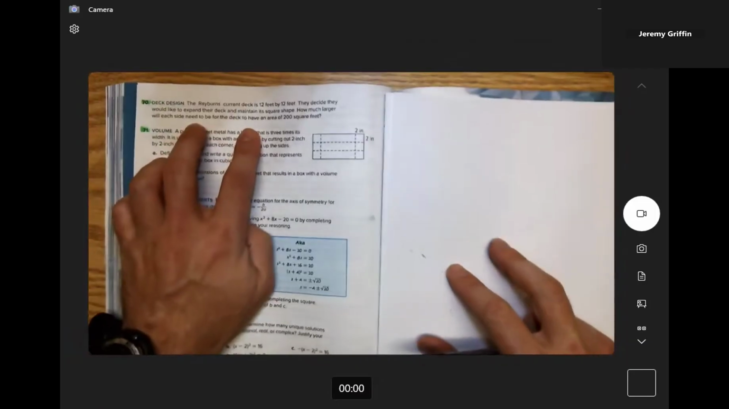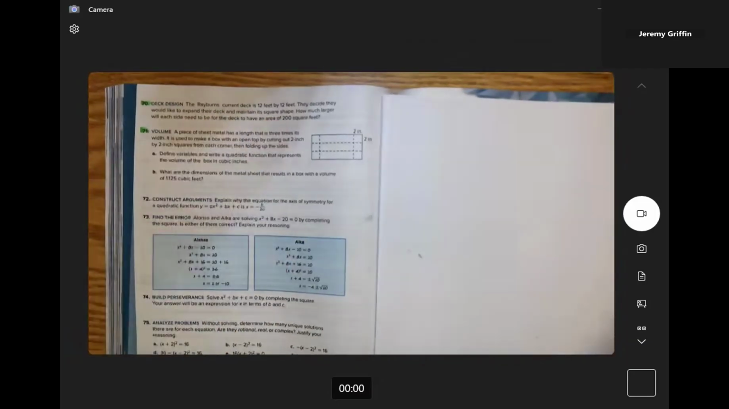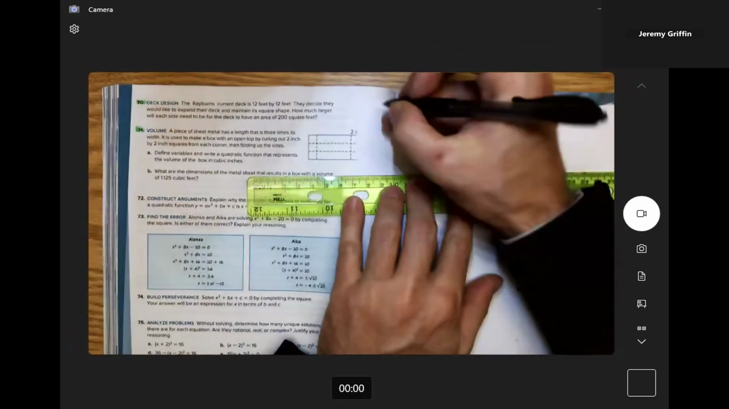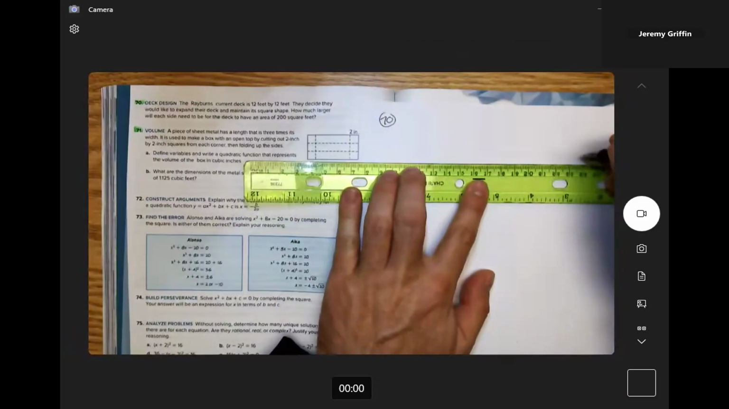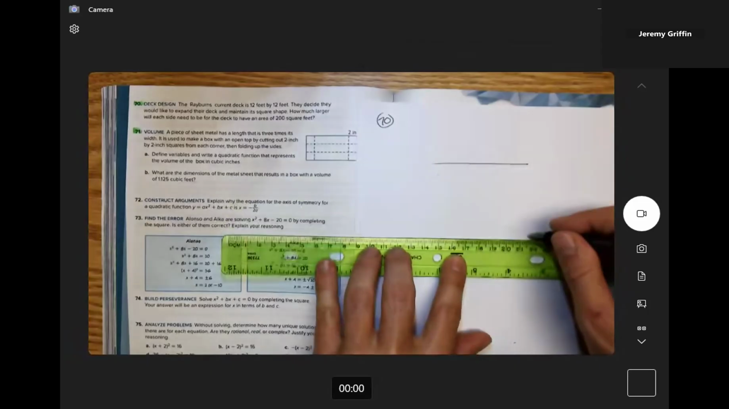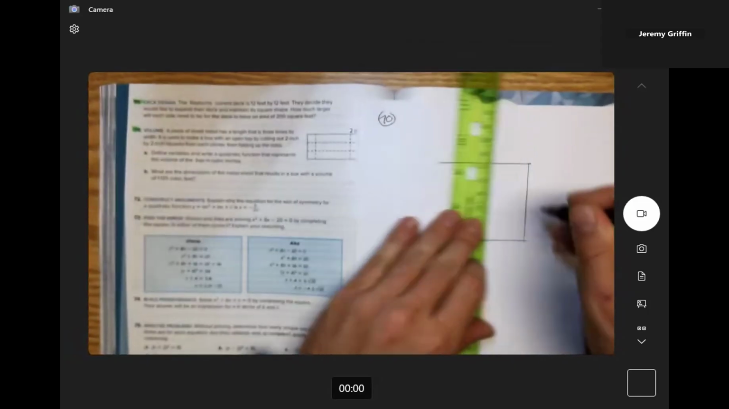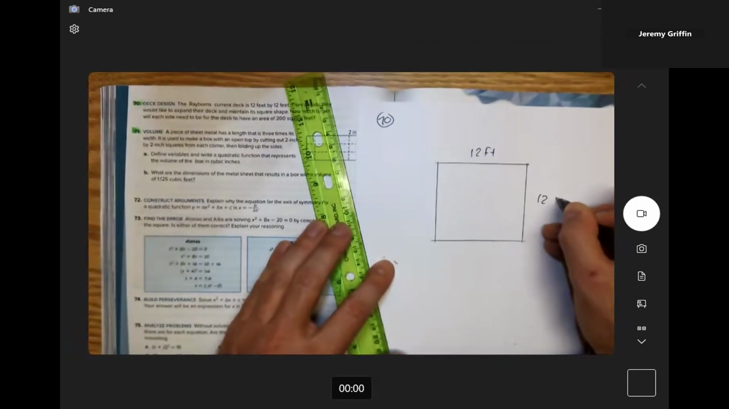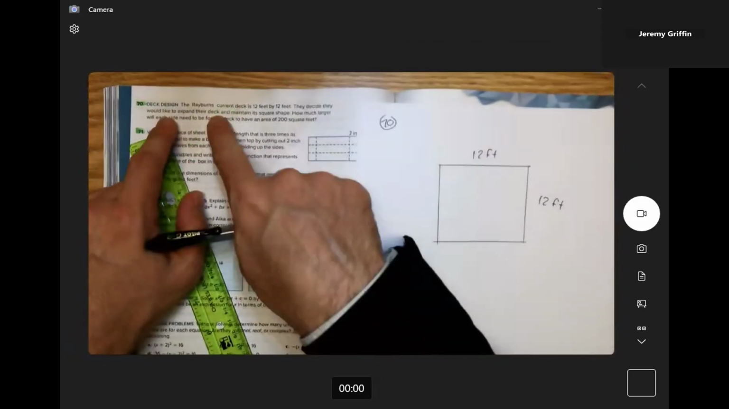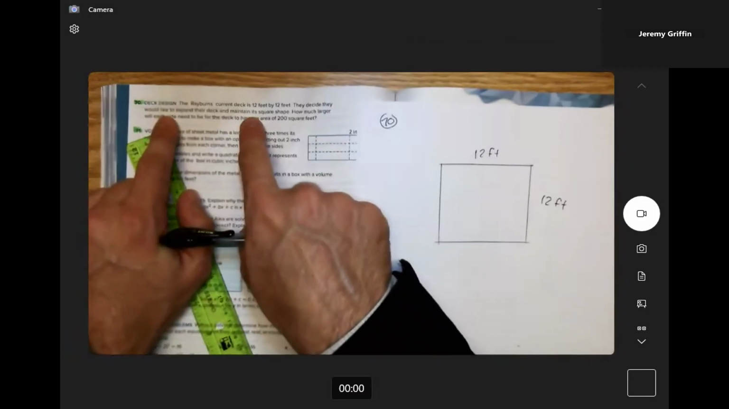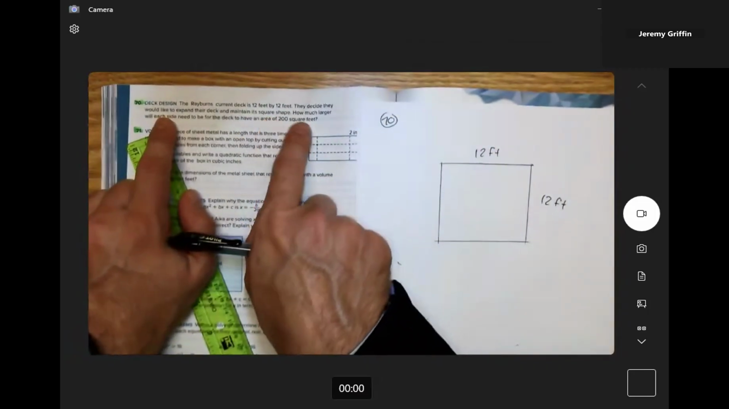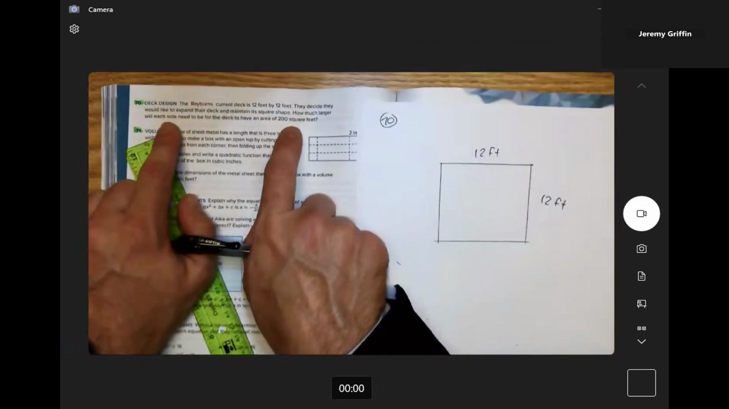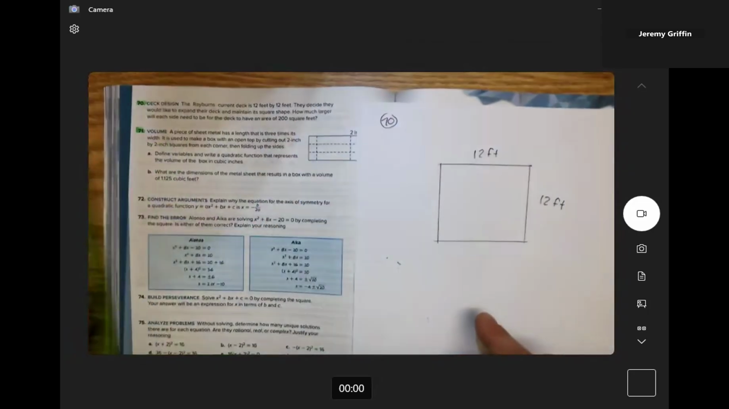The Rayburns' current deck is 12 by 12 feet. Okay, so we're going 12 by 12, right? So 12 feet by 12 feet, 12 feet this way and 12 feet this way. Okay, what now? They decide they would like to expand their deck and maintain its square shape. How much larger will each side need to be to have an area of 200 square feet?